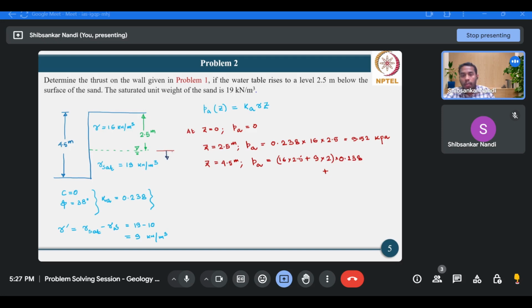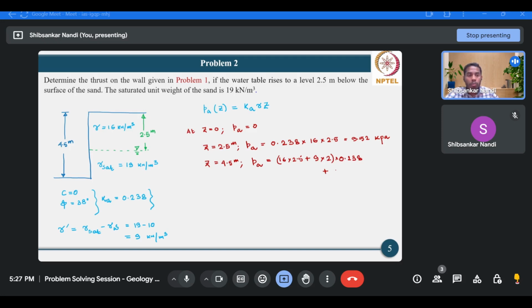So you will be having this kind of linear variation. Okay, so this additional water pressure you have to consider, and that will be gamma W times Z, and that Z or Z prime will be calculated from the water table location only.